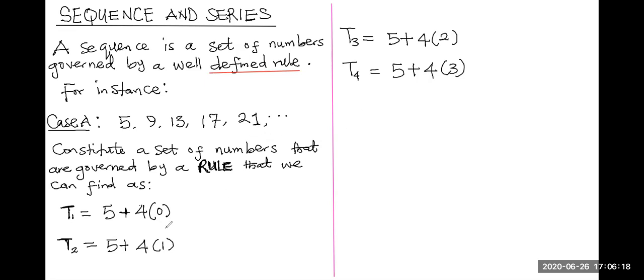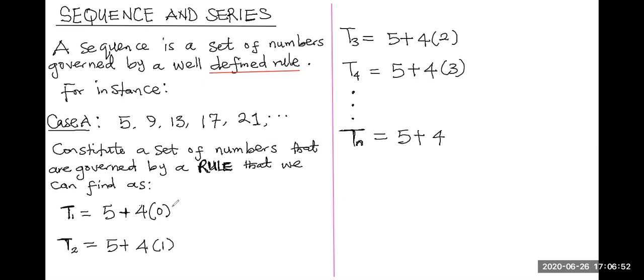So the pattern formed here is that 5 is constant in all of them. So instead of writing T5, T6, T7, T8, and so on, we can just simply say the nth term, Tn, to represent the last term, is equal to 5, which is always appearing in all of them. So we say 5 plus, which also appears in all of them. And each of them is 4 multiplied by something. So we now say 4 multiplied by what?